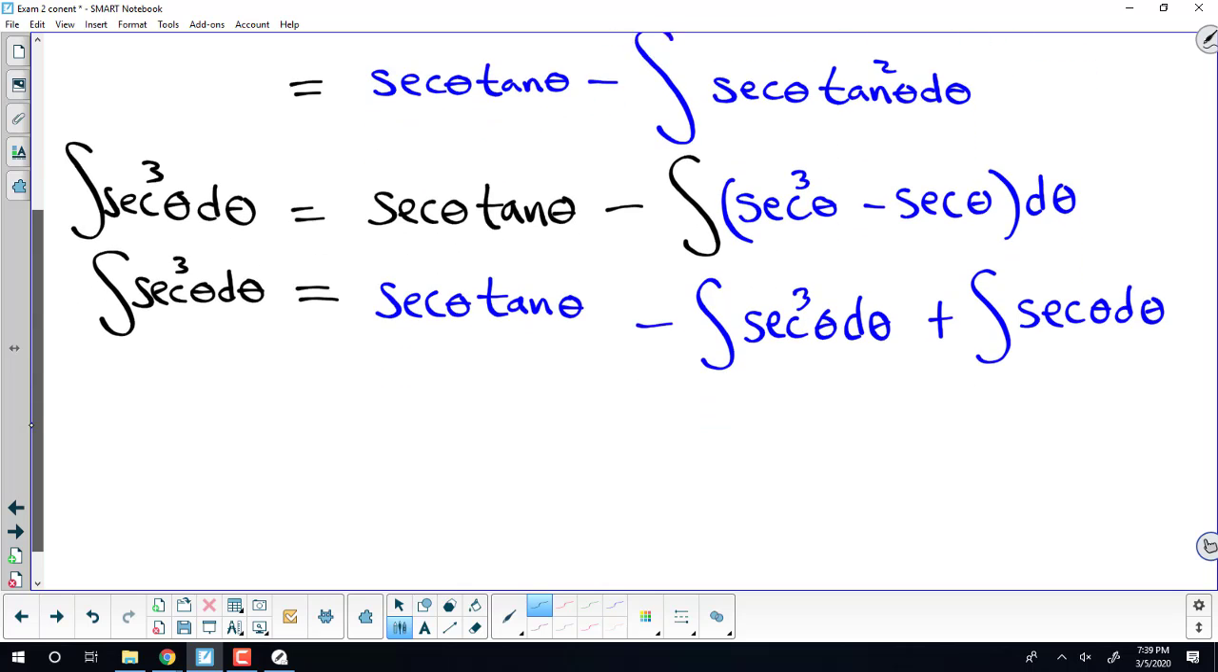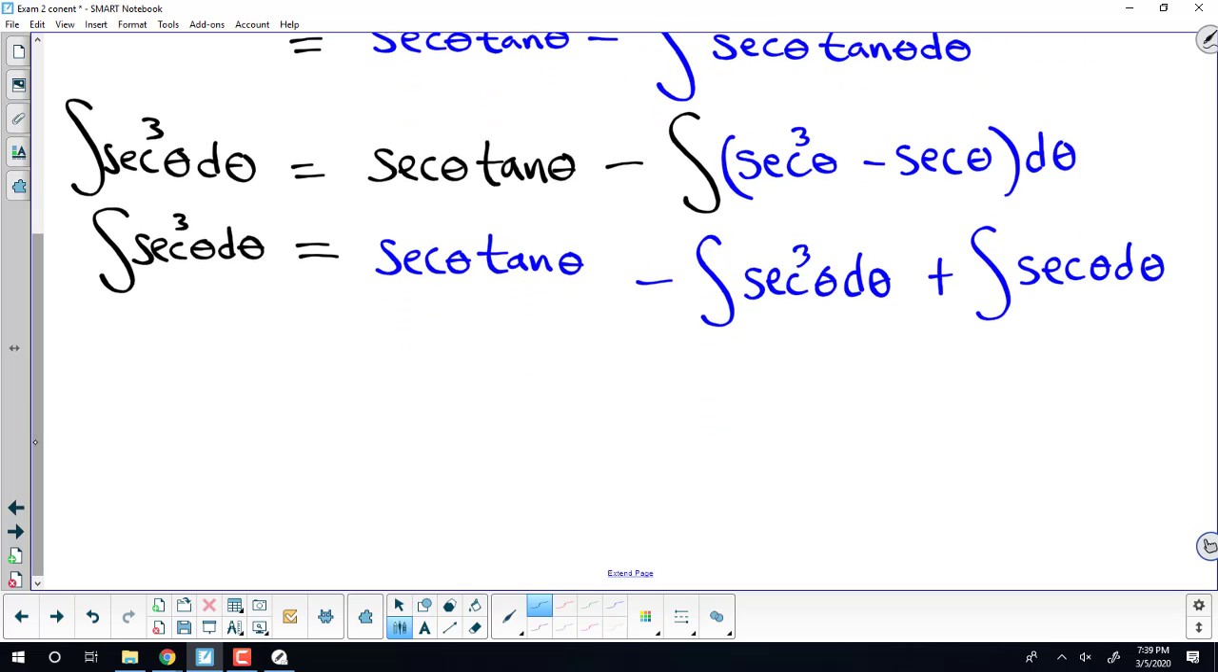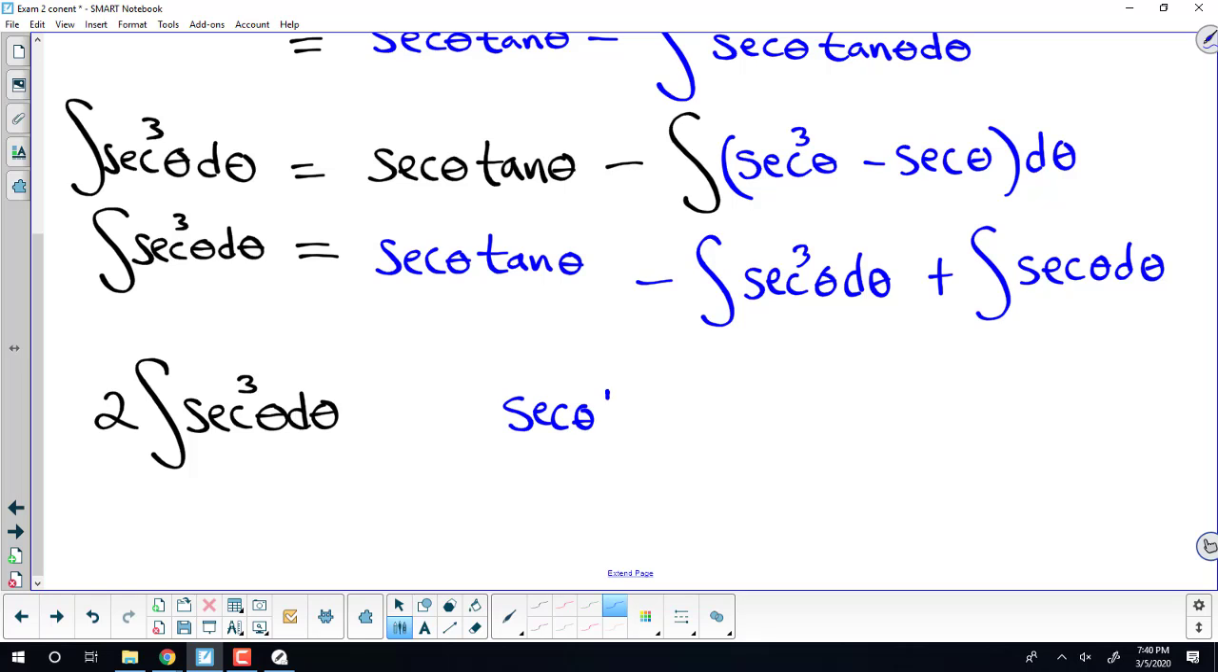So then we're solving for that integral. We add 1 to both sides so that we have 2 of these over here. And then we'll divide this side by 2, just not to have to write it again. Secant tangent theta, that's gone. What's the integral of secant? Natural log, the absolute value of secant theta plus tangent theta.